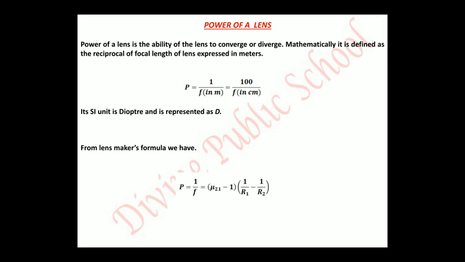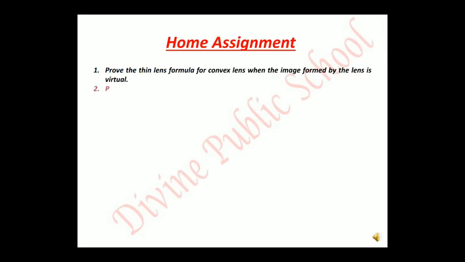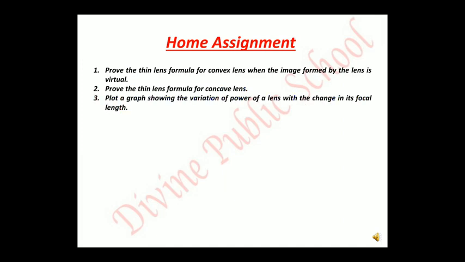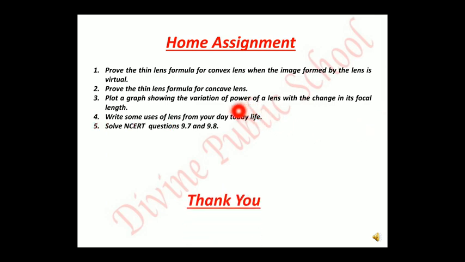Now for your home assignment, first question is, prove the thin lens formula for convex lens when the image formed by the lens is virtual. Second, prove the thin lens formula for concave lens. Third question is, plot the graph showing the variation of power of a lens with a change in its focal length. Means you have to draw a graph which shows the power and the focal length of the lens.